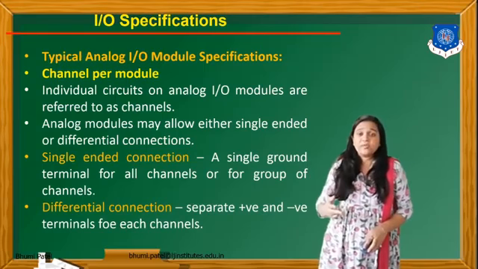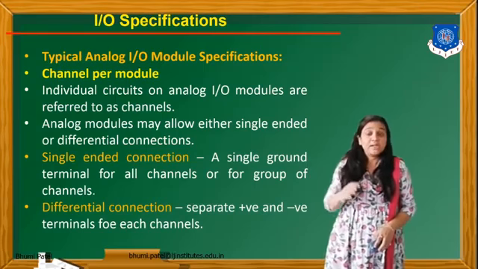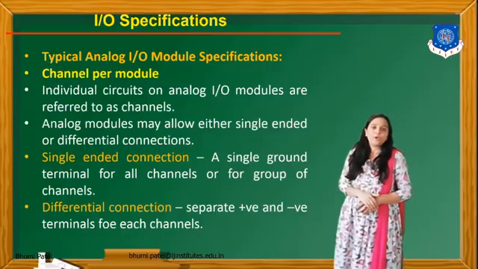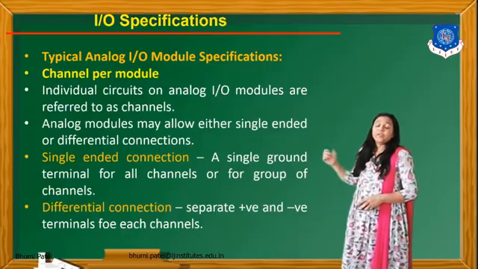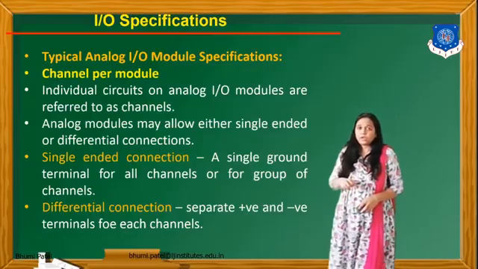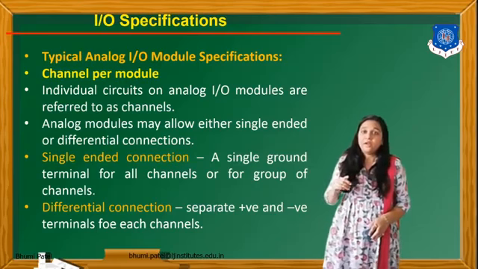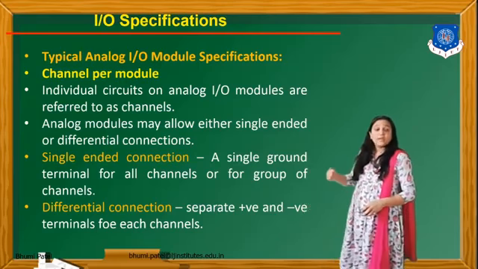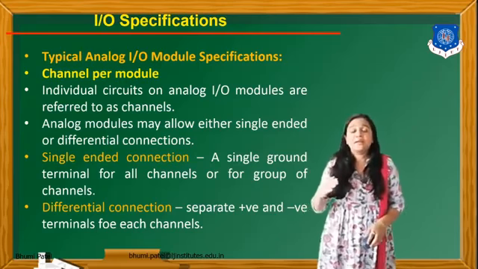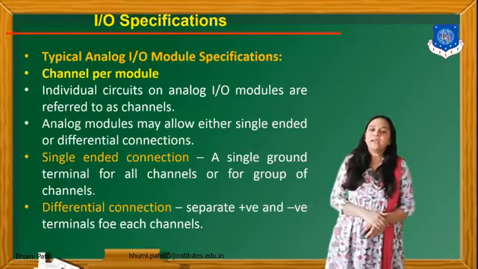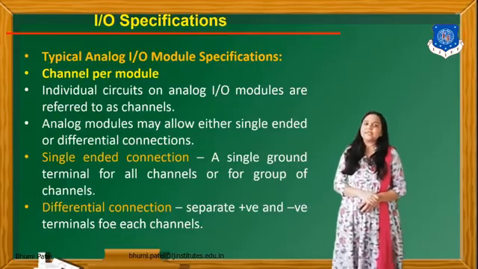So what is the difference between single-ended and differential? Suppose we connect 6 channels to one analog module. For single-ended, we connect only one ground terminal along with the 6 channels. For the differential connection, we have a total of 12 terminal connections, positive and negative terminals for each of the 6 channels.